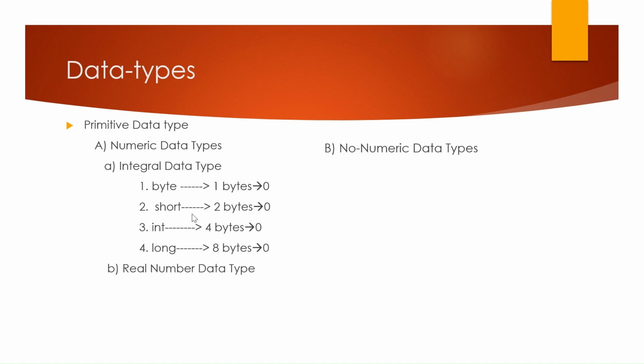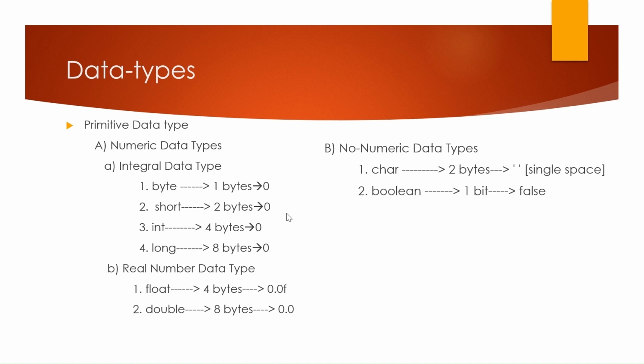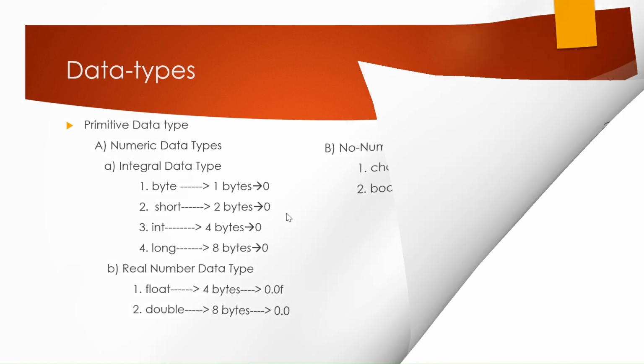And short is 2 bytes. Okay, and it also has a range, and it is initialized with 0, as you can see here. Int is 4 bytes, and long is 8 bytes. Okay, for real numbers, there are two types of data type. Float is 4 bytes, and the default is 0.0f. Double is 8 bytes, and 0.0 is the default value. Non-numeric, like char, we have seen that, is stored in 2 bytes. Okay, and you define it in single quotes. The default value is single quotes with one space between. Boolean is defined in 1 byte of space, and the default value is false. Okay, so these are the primitive data types.